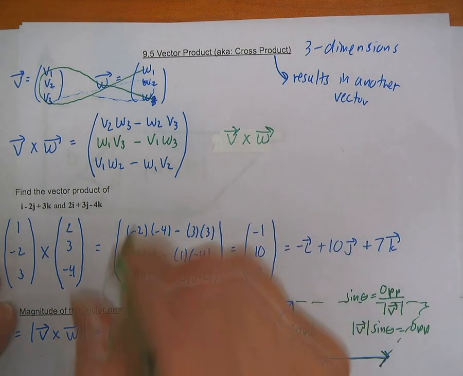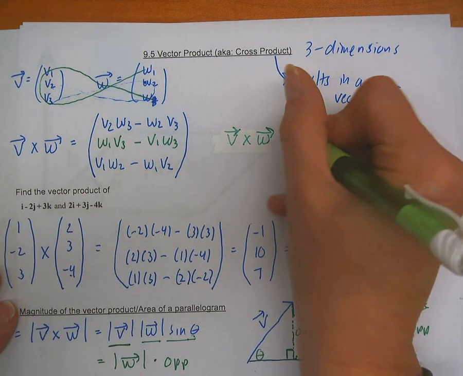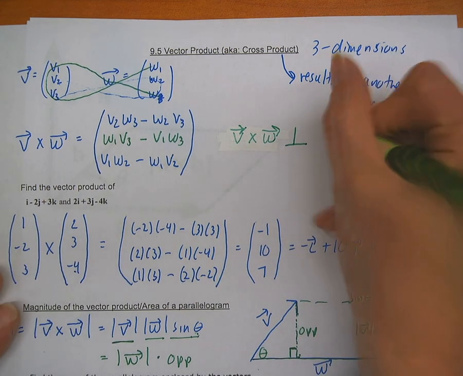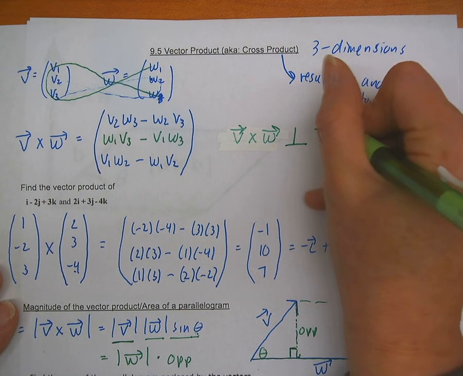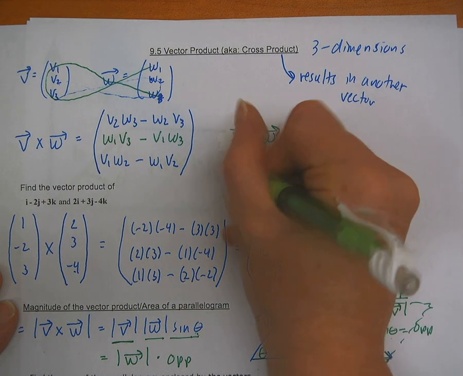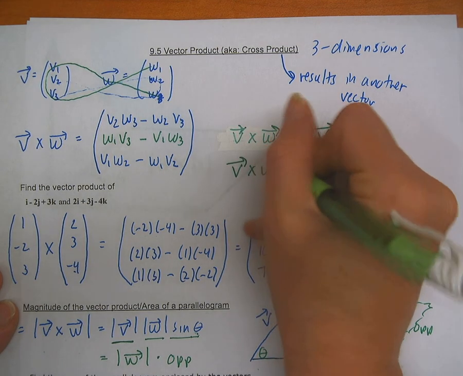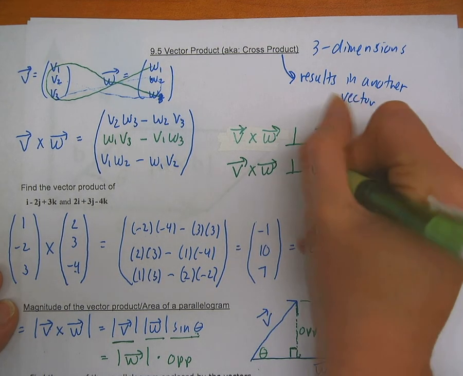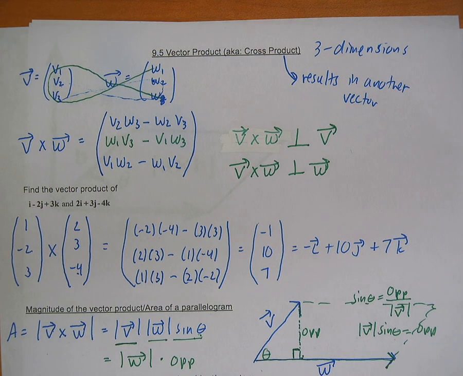Anyways, when you do V cross W, you get a vector that is perpendicular to V, and that vector is also perpendicular to W. So what you get when you do the cross product is a new vector that is perpendicular to both vector V and vector W.